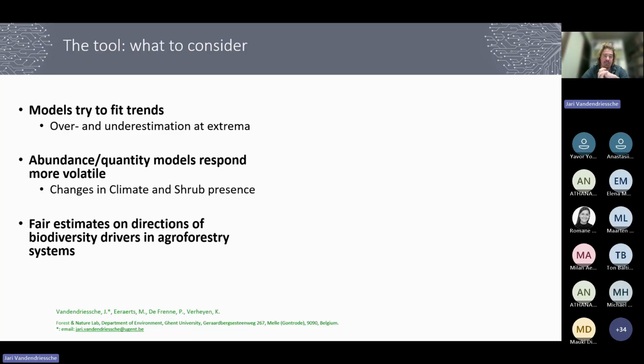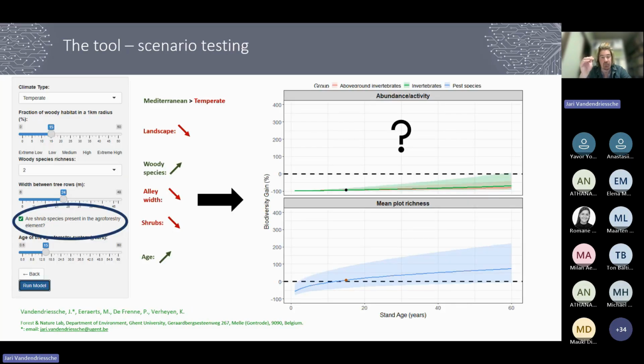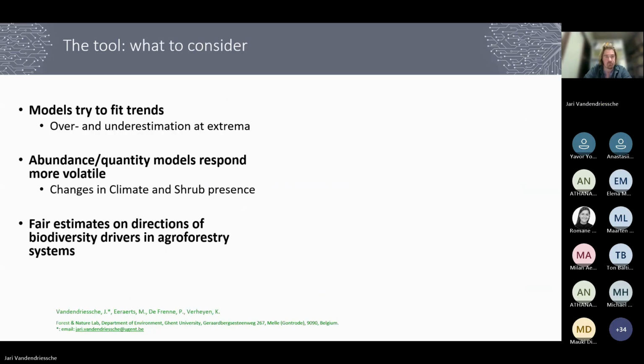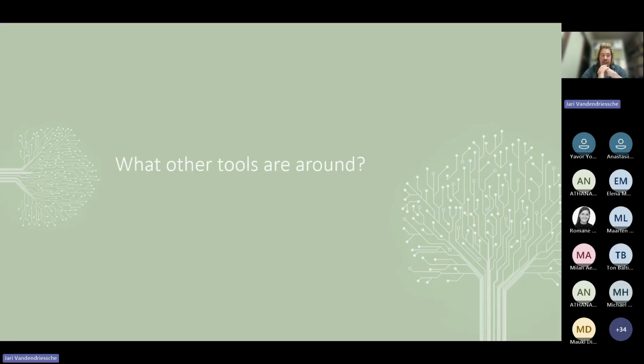But we do believe that the model and the simulation give a fair estimate of the directions of the biodiversity drivers. For example, the direction of landscape is the direction of woody species. If you integrate more woody species, you expect more biodiversity gain. We expect that these kinds of directions are quite good. So this is the tool that we constructed in DigitAF.